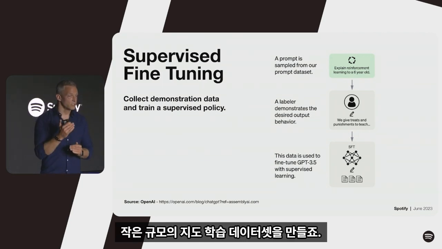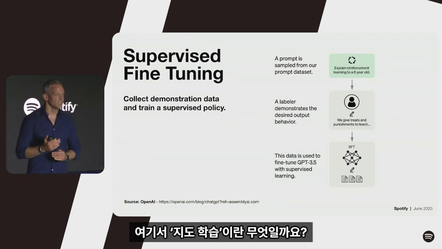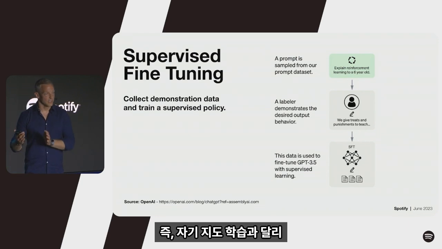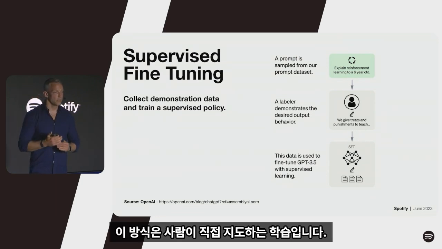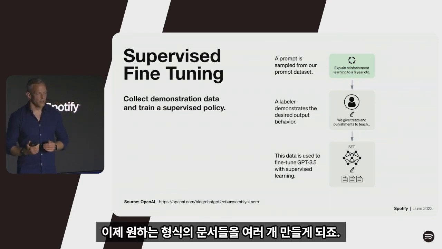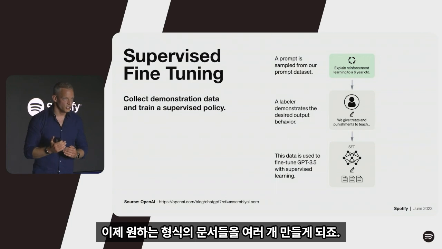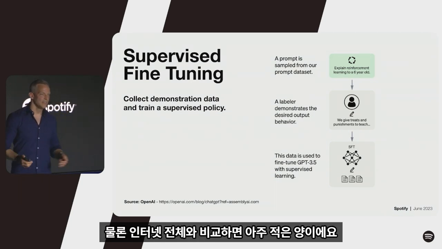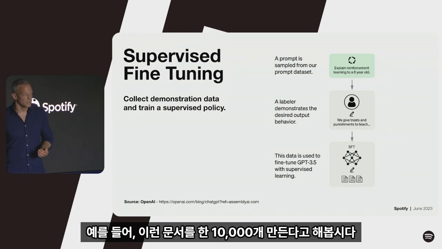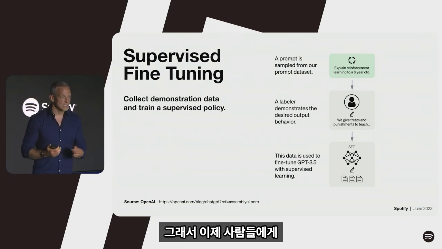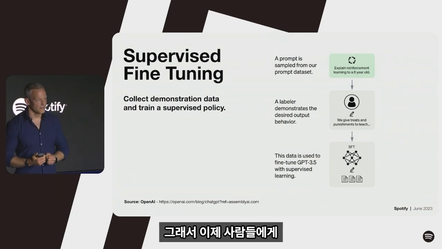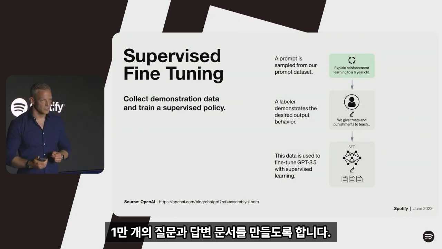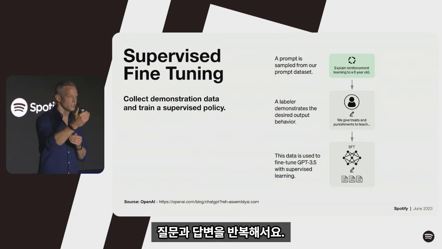You create a small supervised data set. What does supervised mean? Well, it means that unlike the self-supervised, this is supervised by humans. So now you create a bunch of documents that are just the format you want. It's always a question, always followed by an answer. And you create, let's say, a pretty small number compared to the internet. Let's say 10,000 of these documents. So now you ask humans to go and create 10,000 documents of questions, answers, questions, answers.